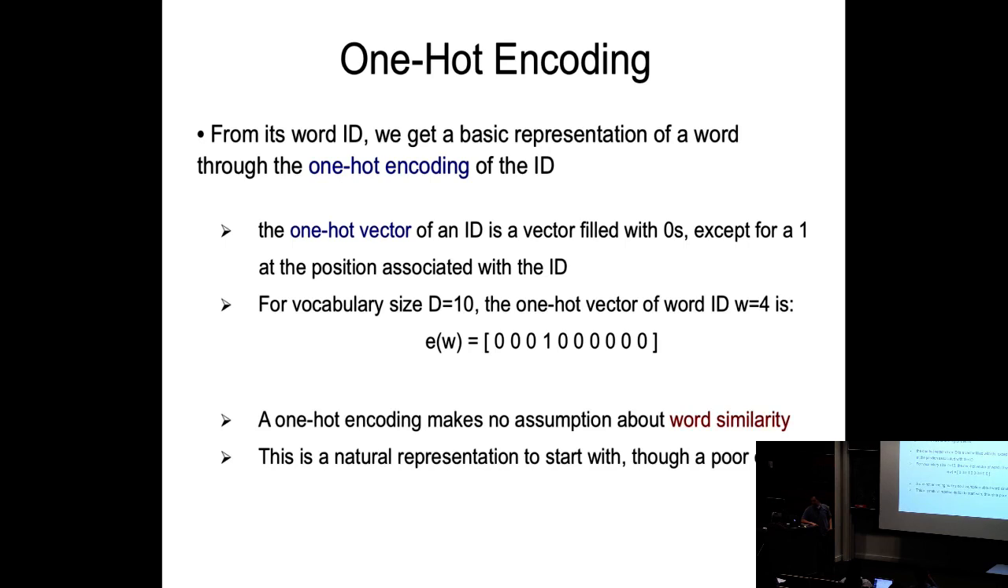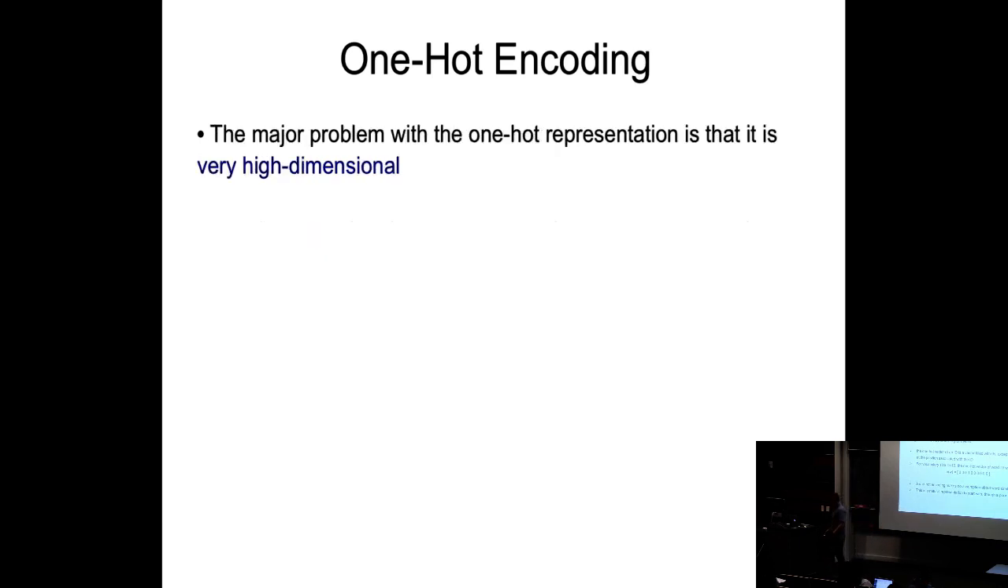One thing about one-hot representation is that there is no assumption about word similarities. You're just constructing your vocabulary and assigning unique IDs to each word. This representation doesn't say anything about similarities between words. It's a natural representation to start with. In fact, we will be starting with this representation. It's a poor one, obviously, but it's the most common one we can use.